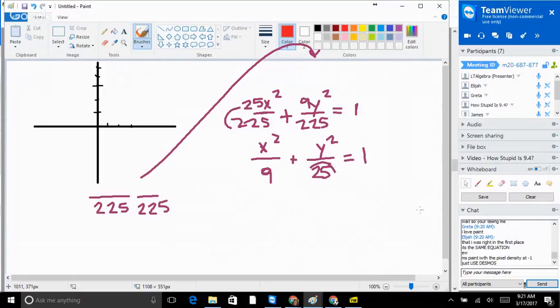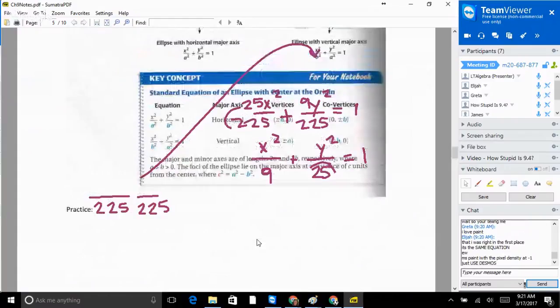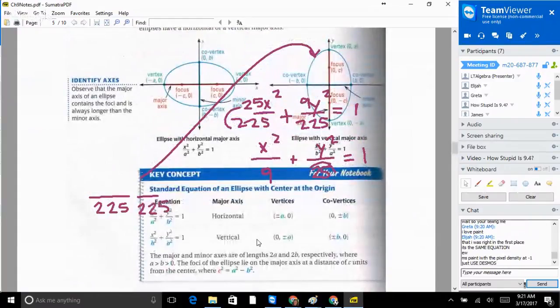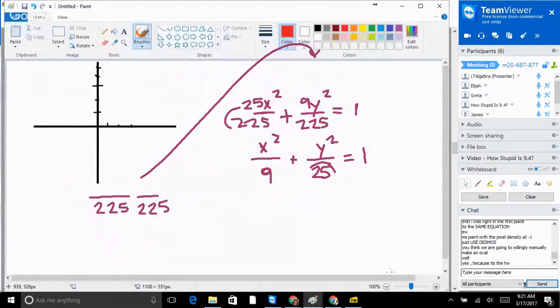All right, so if you look back at your equation page, we already decided this is a vertical ellipse, right? So that means that whatever is under my y squared, that's a, and whatever is under my x squared, that's b. And a is my vertices, and b is my covertices. So when I draw this, I know that my vertices are going to be at 0, 5. Now, how do I know that? Because you look at 25, and 25 is 5 squared.